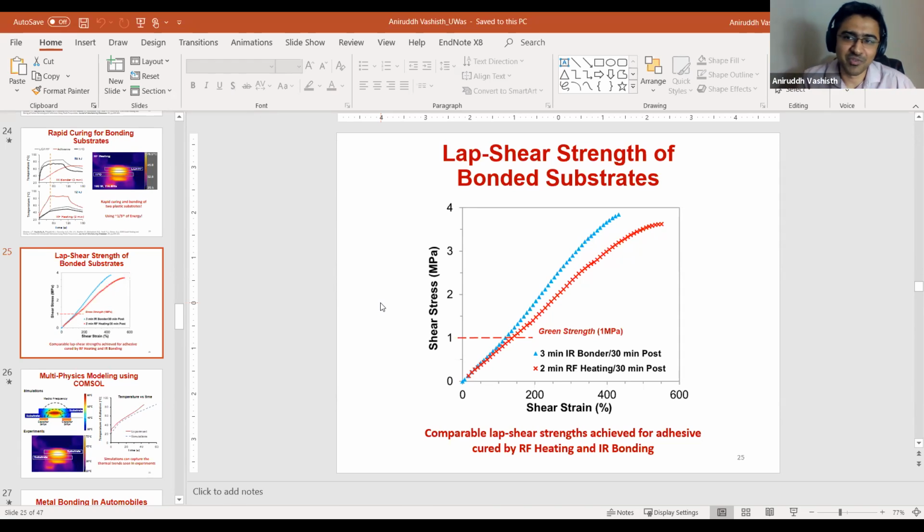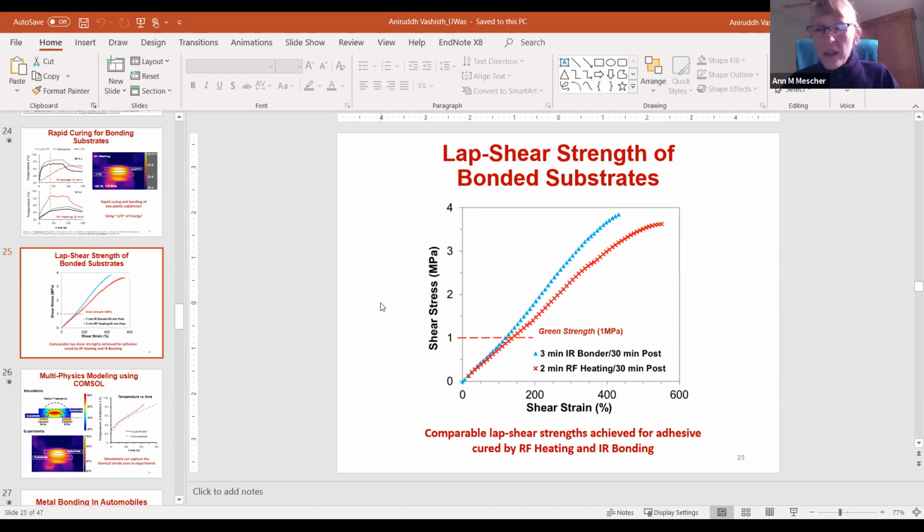If we had applied a little bit of pressure also, my thought is that the performance might have gone a little bit higher. The other thing is that the IR bonding test was done by professionals at DuPont, and the RF heating was done by us in the lab. So maybe they have more polished hands. So there's a bunch of factors that could be there.